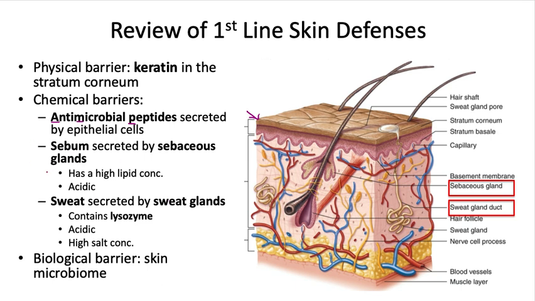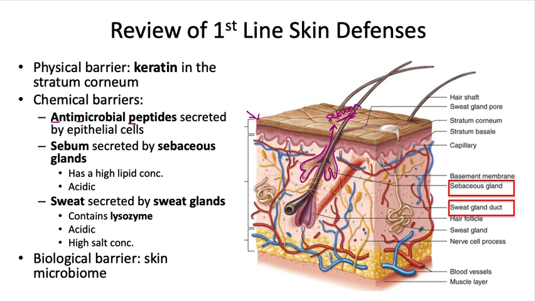Sebum is a lipid secreted by the sebaceous glands. So here we have the sebaceous glands next to the hair follicle. The sebaceous glands secrete sebum, and sebum has a lipid concentration which can be fermented to produce a mild acidity. It also might have a slight antimicrobial effect as well. So sebum is one chemical barrier.